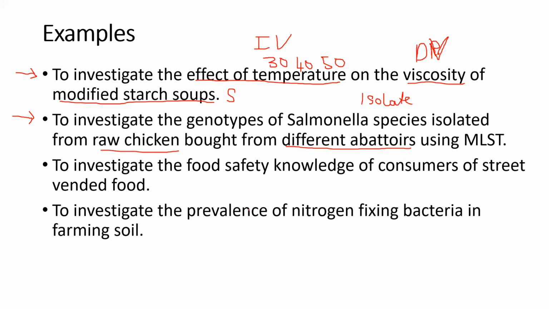So the isolates will carry the characteristics of raw chicken from different abattoirs. Raw chicken, it doesn't say anything about whether it's a different type of chicken. So it's just raw chicken. So raw chicken is constant in this case. The thing that varies is the different abattoirs. So therefore, this is what we are going to use to categorize our isolates: different abattoirs.